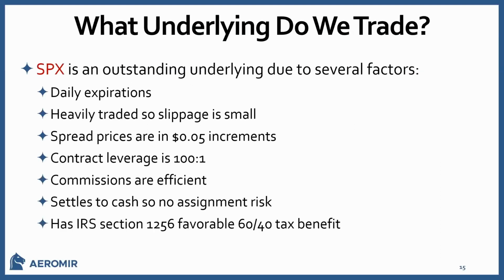So what underlying do we use? We trade SPX. It's outstanding. There's lots of reasons for it. It has daily expiration. So if you're into zero DTE trading, it's fantastic. It's heavily traded, so slippage is really small. The spread prices are in 5-cent increments. It's got great leverage. Commissions are efficient. It settles to cash, so you don't have any assignment risk. And it has the IRS Section 1256, which is that 60/40 favorable tax benefit.